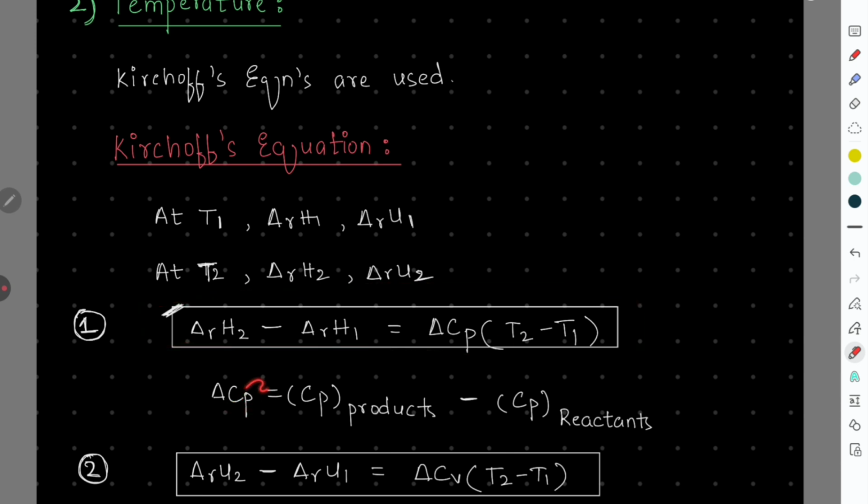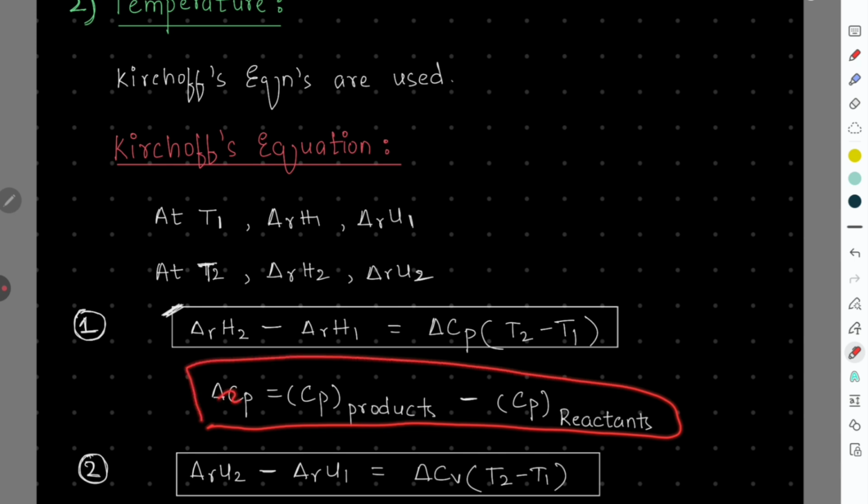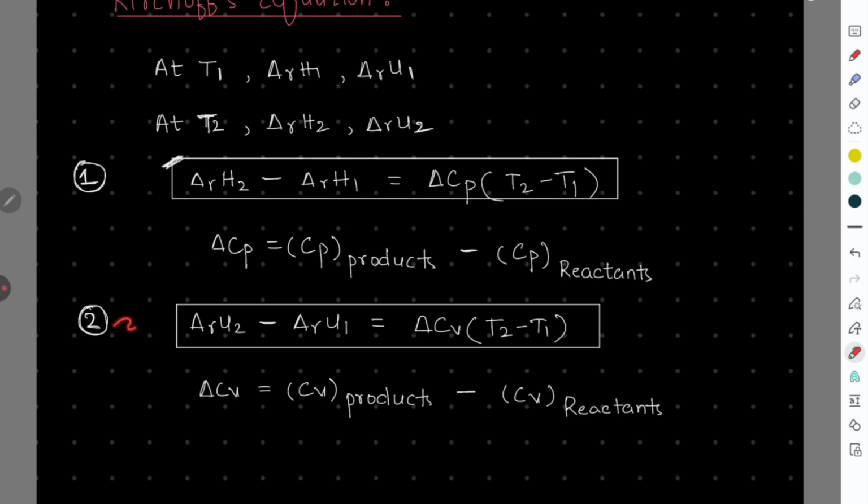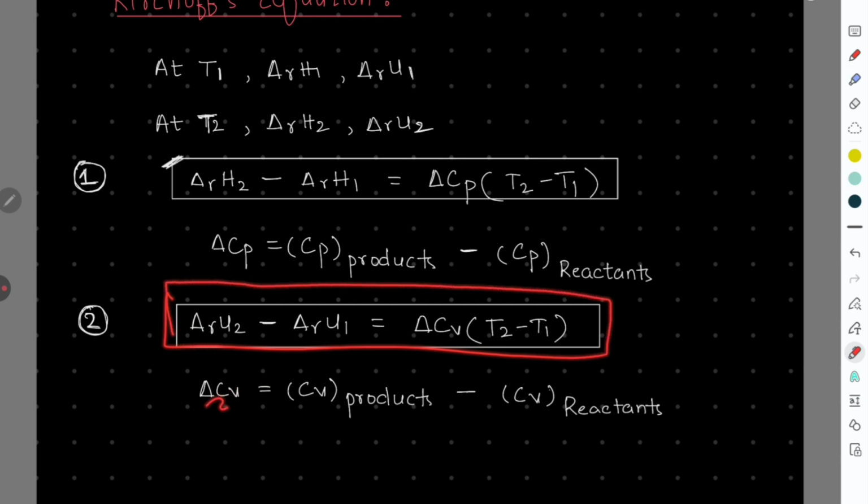Here delta Cp is given by Cp of products minus Cp of reactants. The second Kirchhoff's equation is delta U2 minus delta U1 is equal to delta Cv into T2 minus T1. Delta Cv is given by Cv of products minus Cv of reactants.